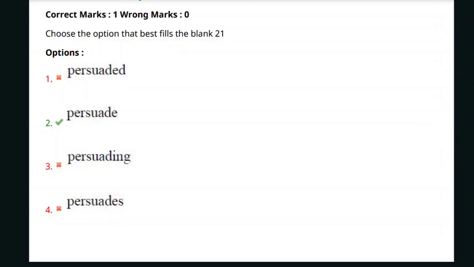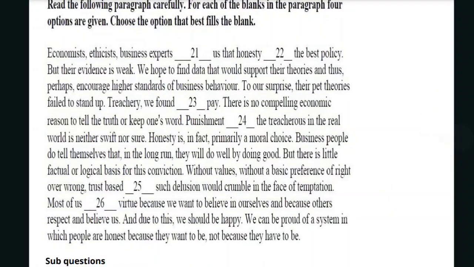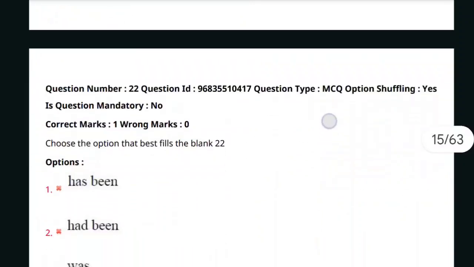Here the 4th option is not going to be the correct option because they gave you economists, ethicists, and business experts. So we are going to use the option persuade because they are plural. That's why we use the word persuade. If there is only one word, economist, then we can use persuades. So the correct option which suits the first blank, that is the 21st blank, is economists, ethicists, business experts persuade us that honesty. Now look at the 22nd question.